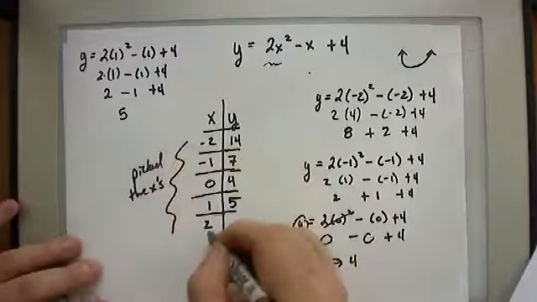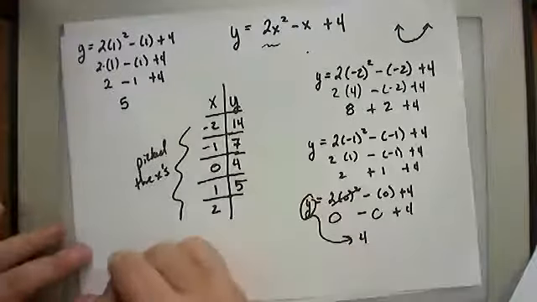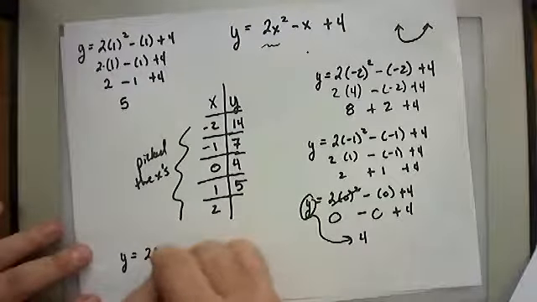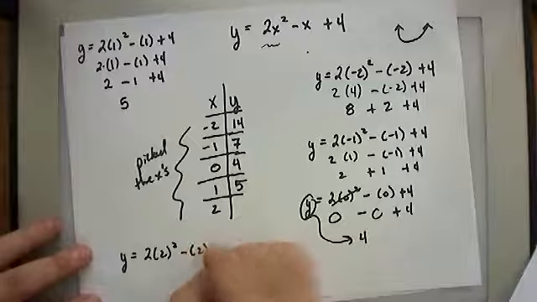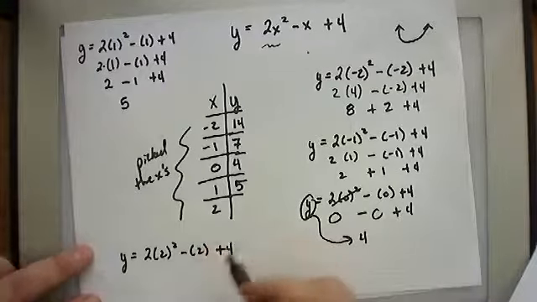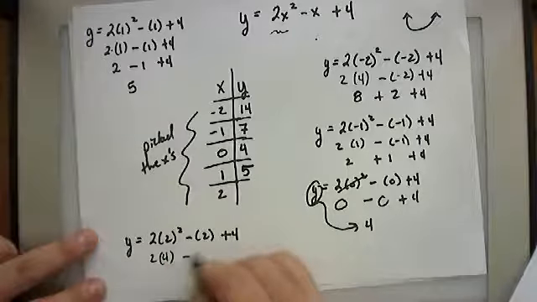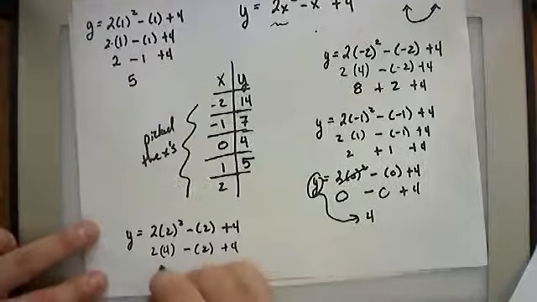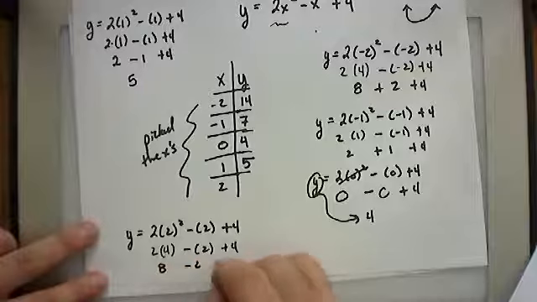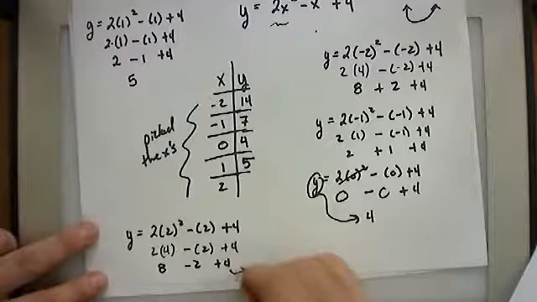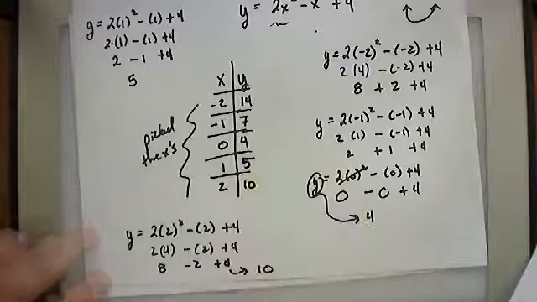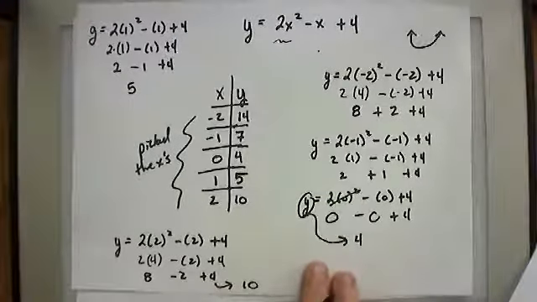And then the last one, we'll put in 2. And again, if you can do these in your head and get them correct, that's fine. 2 squared is 4 times 2 minus 2 plus 4. That's going to be 8 minus 2 plus 4. That's going to be 10. So now we've filled out our table. Take a minute. I'll leave that up there for just a second so you can look it over.